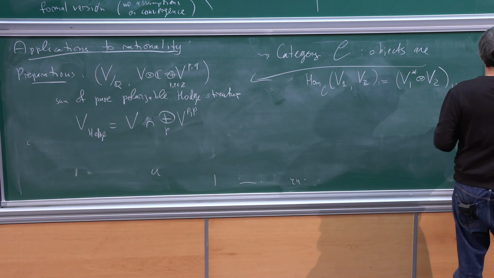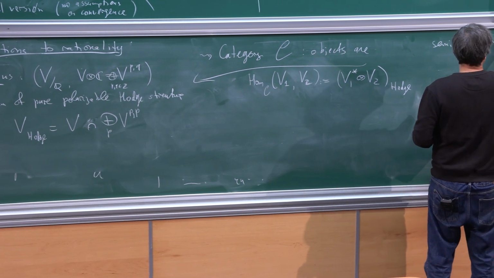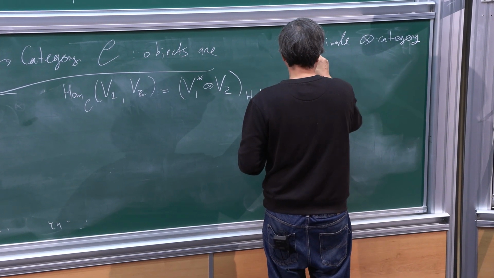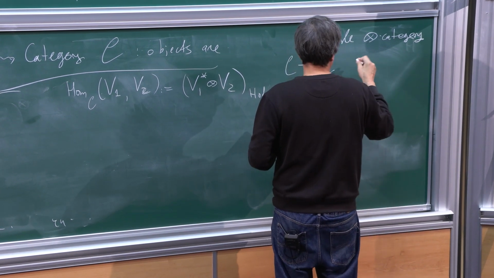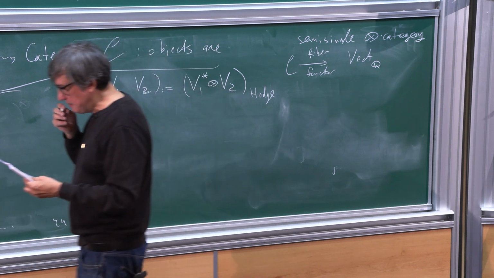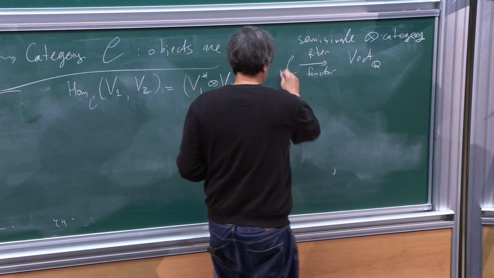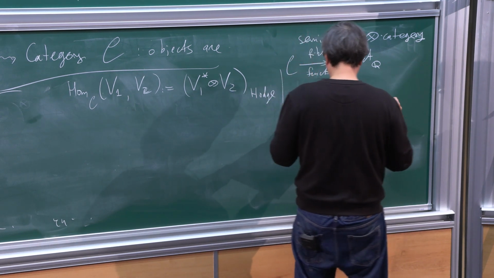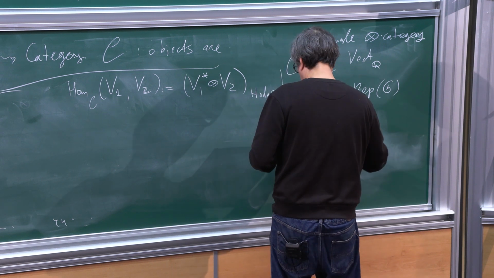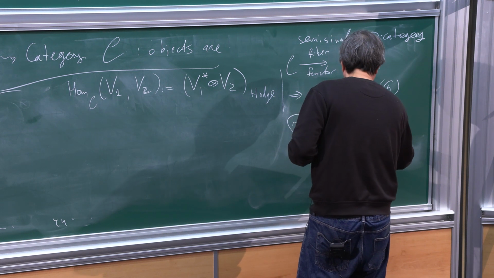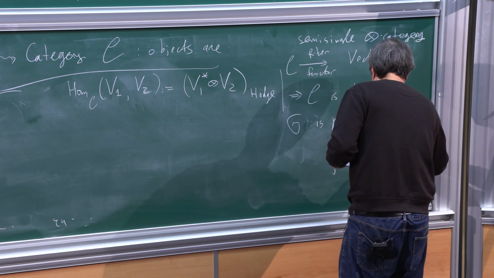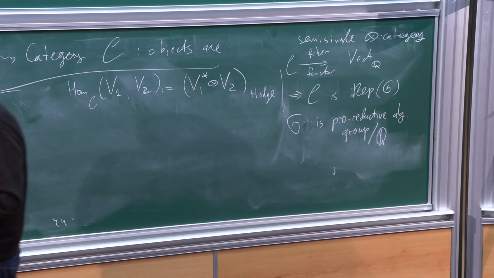So what you get is a semi-simple tensor category with a tensor fiber functor to vector spaces over Q, if you forget about this Hodge decomposition. And then, by general reasons, it implies that C is the category of representations of G, where G is a pro-reductive algebraic group defined over rational numbers. It's kind of a version of the Mumford-Tate group.